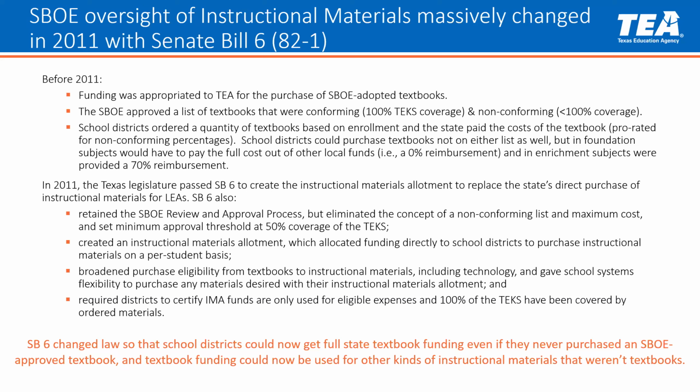The minimum approval threshold for these materials was that they had to cover at least 50% of the Texas Essential Knowledge and Skills. That was true up until this most recent legislative session, when it was changed by House Bill 1605, which we'll get into today. Essentially, Senate Bill 6 changed the law so that school districts could get full state textbook funding even if they never purchased an SBOE-approved textbook, and textbook funding could be used for other kinds of instructional materials that weren't textbooks. The only other requirement, which many of you may have helped complete, is the annual TEKS certification form, where districts must certify that they have purchased enough materials to convey 100% of the TEKS in the foundation and enrichment subjects. That's the state of affairs now.